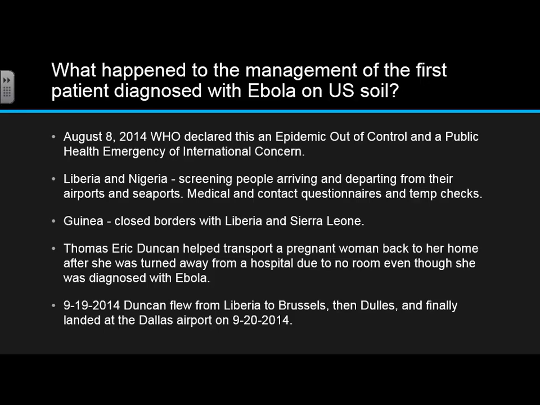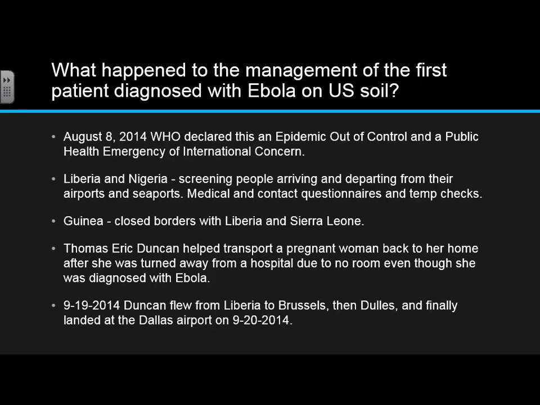But Thomas Duncan lived in Liberia, and all he was doing was trying to help a neighbor. He helped transport a pregnant woman back to her home after she was turned away from a hospital due to no room, even though she had Ebola. That's how bad it is. That's how bad it was before he even got here.